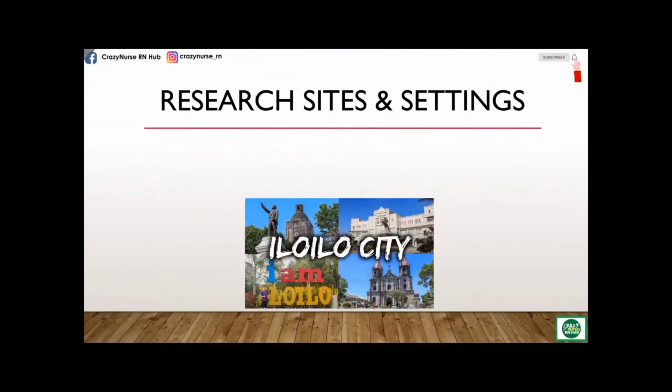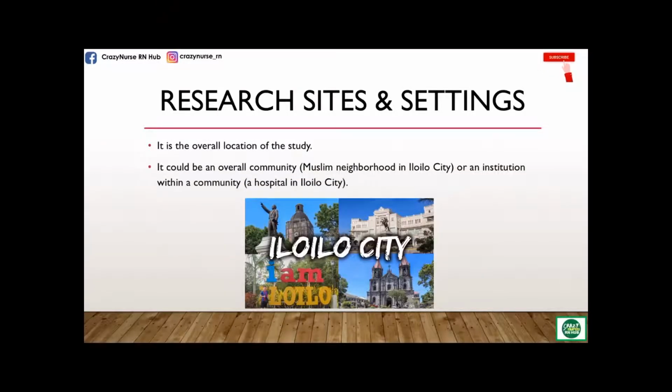Next element, we have research sites and settings. The research design must specify the site and setting for the research study. The site is the overall location of the study. It could be an overall community, for example, a Muslim neighborhood in Iloilo City, or an institution within a community, such as a hospital in Iloilo City.